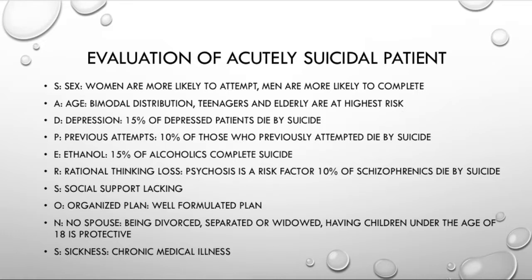Loss of rational thinking. So this is the one case where psychosis plays the role. Loss of rational thinking, again, psychosis, it's a risk factor. We said previously 10% of schizophrenics die by suicide, not as many as you might have previously thought. Social support is lacking. That's what the S stands for in SAD PERSONS. Again, social support is really, really important. Feeling like you have people who care about you around you is a big deal. And being able to rely on those people to help you in your time of need or time of crisis is extremely important.